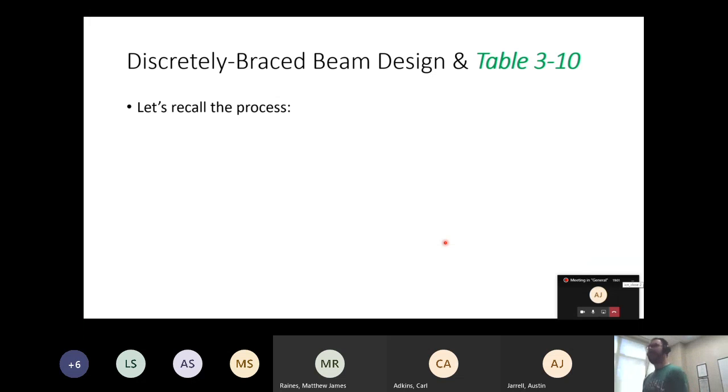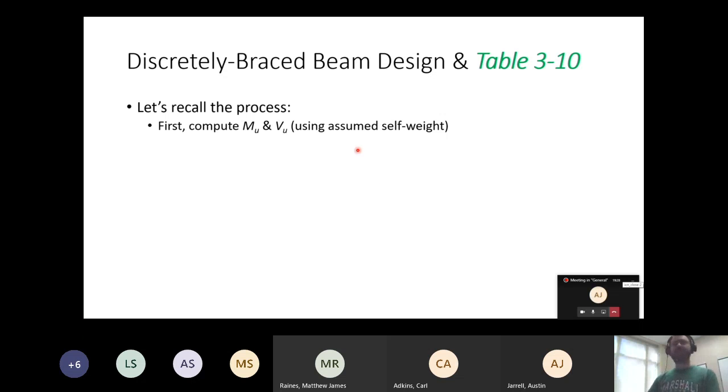Let me go ahead and just get right into today's lecture. I want to go back to discretely braced beam design, and I want to make sure that everybody is comfortable with that process. First off, let's go through how you design a discretely braced beam. The first thing that you do is you say, okay, I need to compute MU and VU. And so you assume a self-weight and compute that. Next, you compute a moment of inertia based off your deflection limits if you have them. The homework problem for today is not going to have deflection limits, so you can actually skip all this stuff. I'm trying to make it a little easier on you.